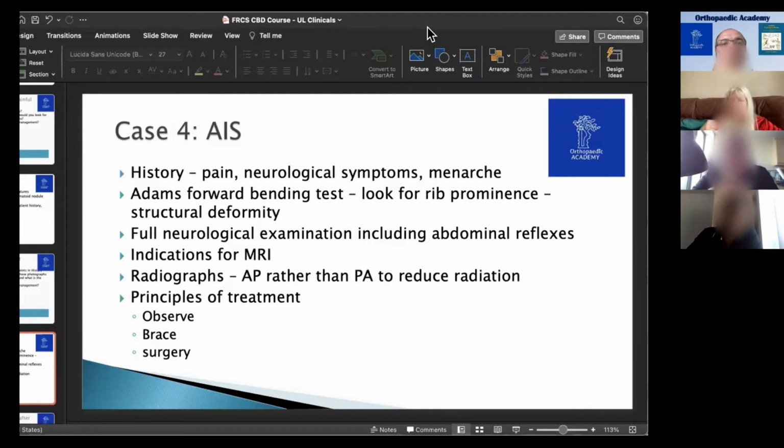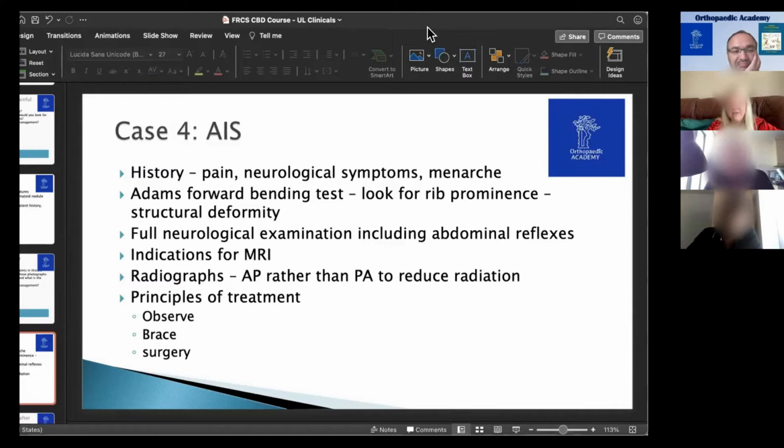Adams forward bending test, look for rib prominence, structural deformity. Yeah, you described that to me. I know it's described as a rib hump. I was taught that saying hump in front of adolescent girls can make them quite paranoid. I was an adolescent girl once. I don't think it would have made me paranoid. So I always make it a point of saying rib prominence rather than hump. Having said that, I was in an exam and I said rib prominence, and the examiner said, this girl knows what it is, just call it a hump. So I think it's nicer to say prominence. But if you say hump, I think people know.